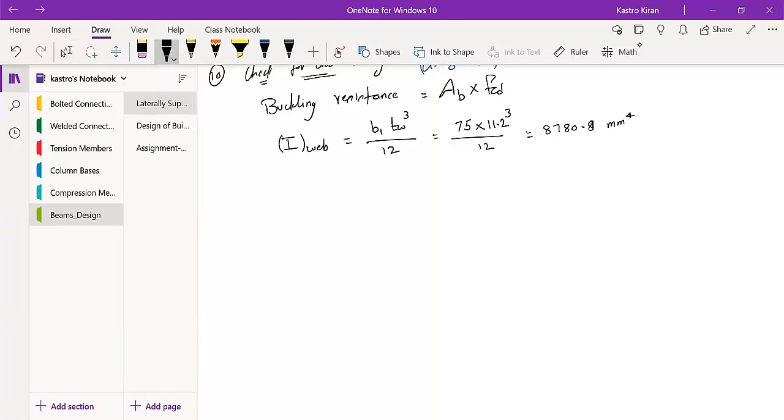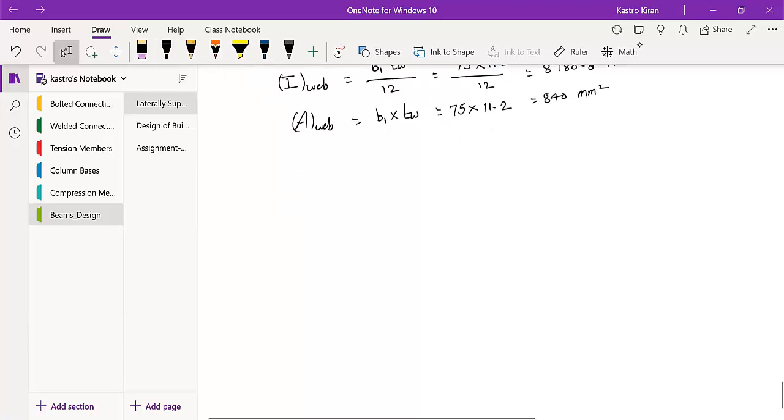You also have to calculate the area of the web. It is B1 into TW. The value of B1 is 75 and TW is 11.2, which gives 840 mm square.